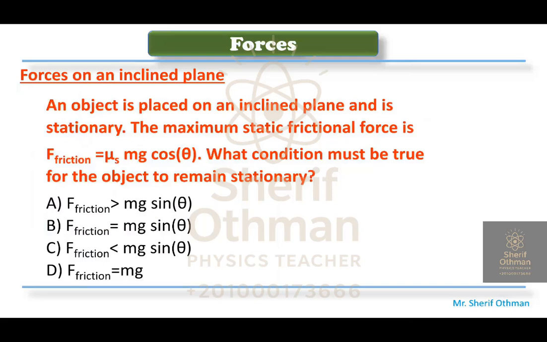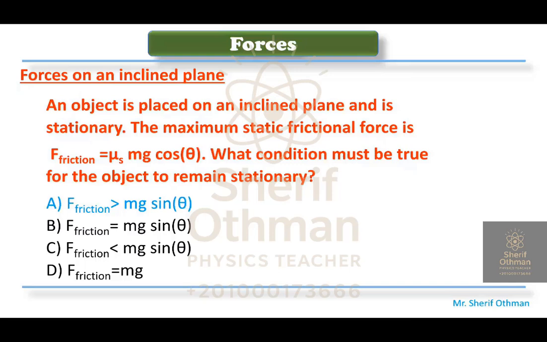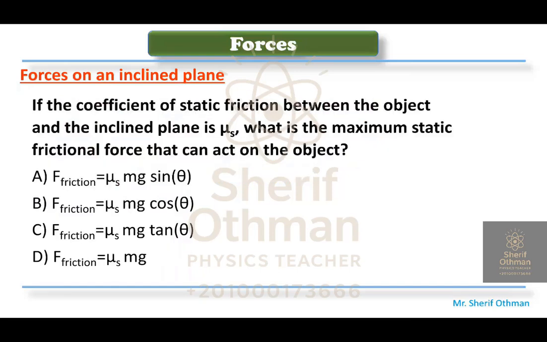An object is placed on an inclined plane and is stationary. The maximum static friction force is equal to mu s mg cosine theta. What condition must be true for the object to remain stationary? The friction force must be greater than, or equal to, the component of weight in the x direction.